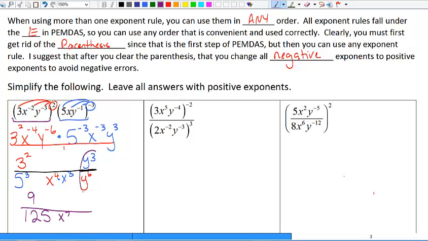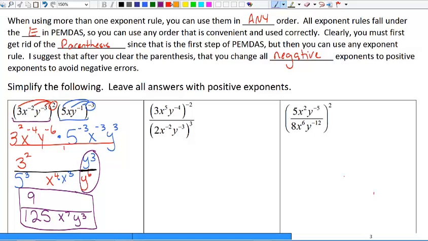And then on the y's, I have 3 y's in the numerator, 6 y's in the denominator. You're going to subtract your exponents, so that gets me 3, and the leftovers are going to go in the denominator because that's where the more y's were to begin with.